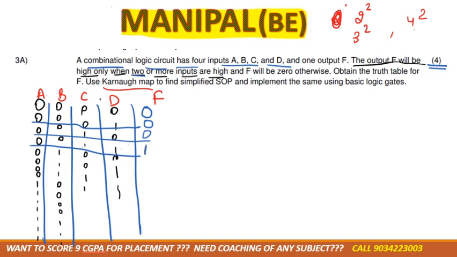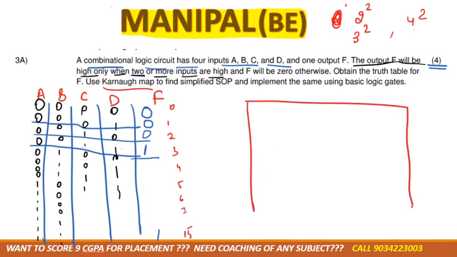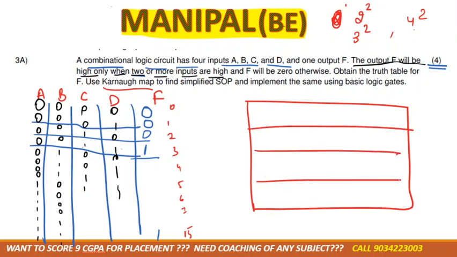Now understood? Now, on that basis you need to complete this table. The last one will also be 1, suppose that is 1 1 1. You need to do the numbering 0 1 2 3 4 5 6 7 8 and so on, up to 15. Then you need to make a K map of 4 by 4.